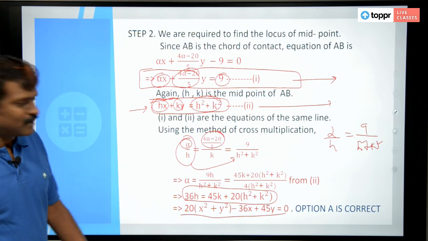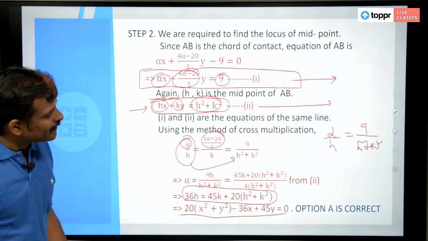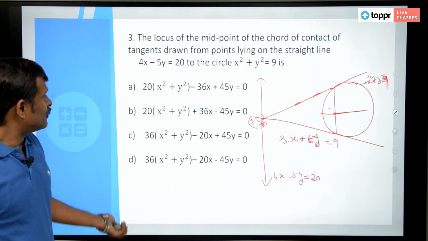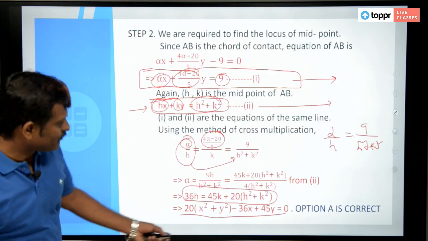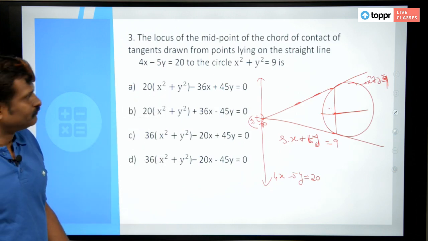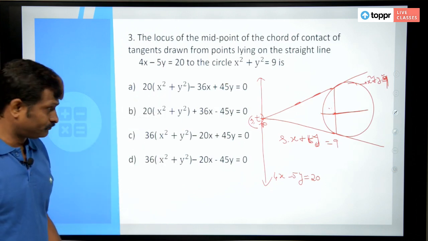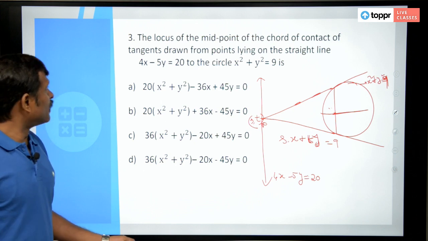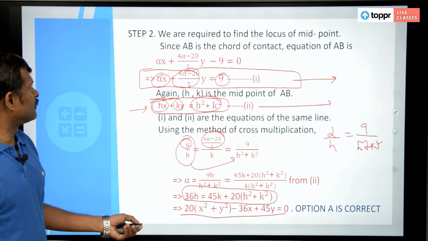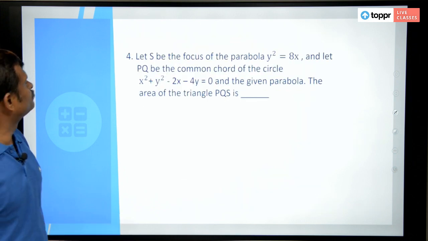20 times x square plus y square minus 36x plus 45y is equal to 0. So, which is the one here? 45, option A, is the right answer. Understand, guys? I hope you understand what we are doing. Okay. Let us get into the next question.